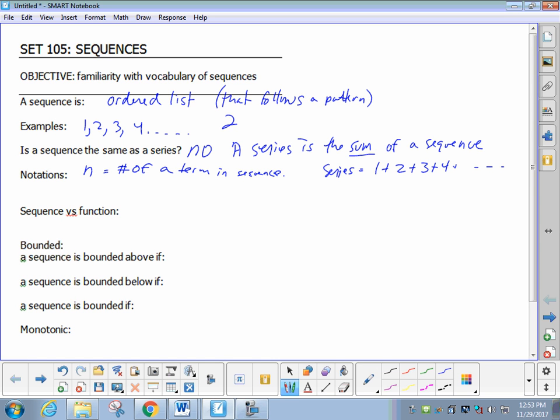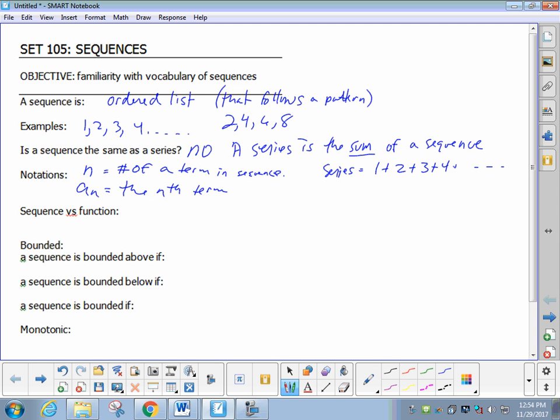Say I gave you 2, 4, 6, 8. And if I said, what's the fourth term, you'd say it is 8. That fourth term, that's the n. What number of term? Okay? A sub n represents the nth term. So in this problem here, what is a sub 3? 6. Okay, the third term is 6. You with me? Easy enough.